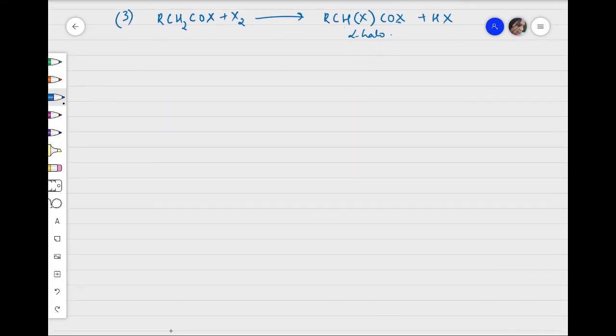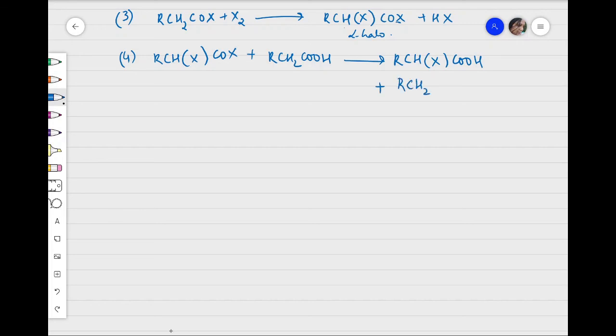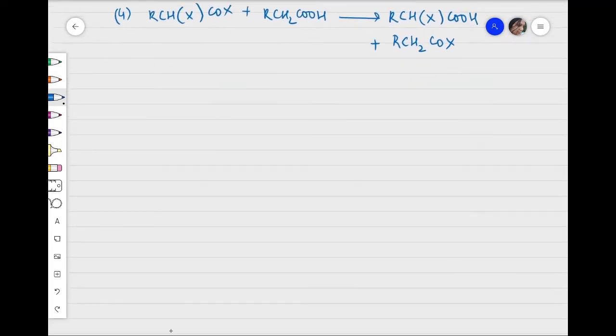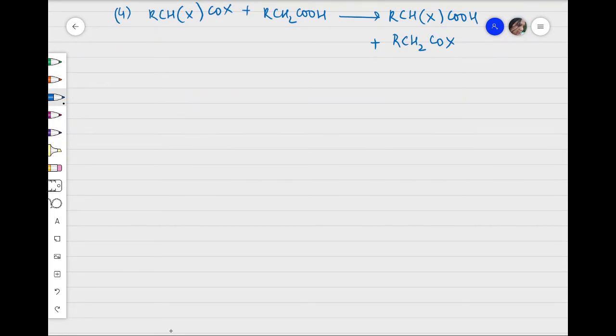Now the last step, the fourth step, is this RCHX, okay, will then react with another molecule of my acid to form the alpha halo acid, and again I will get RCH2COX. അതായത് നമ്മുടെ ഇവിടെ we get this term back, and then it goes again and again. Okay, so this is how the mechanism is happening.